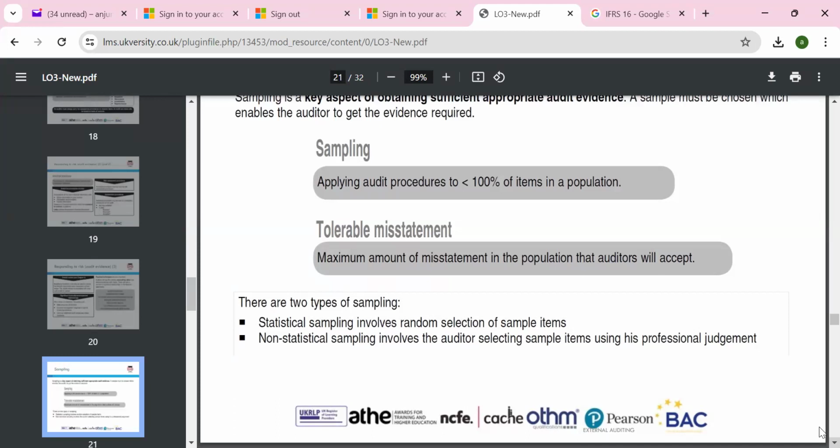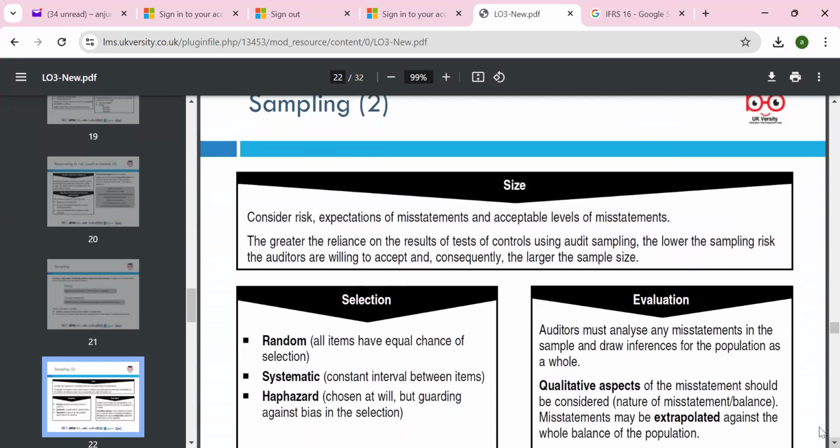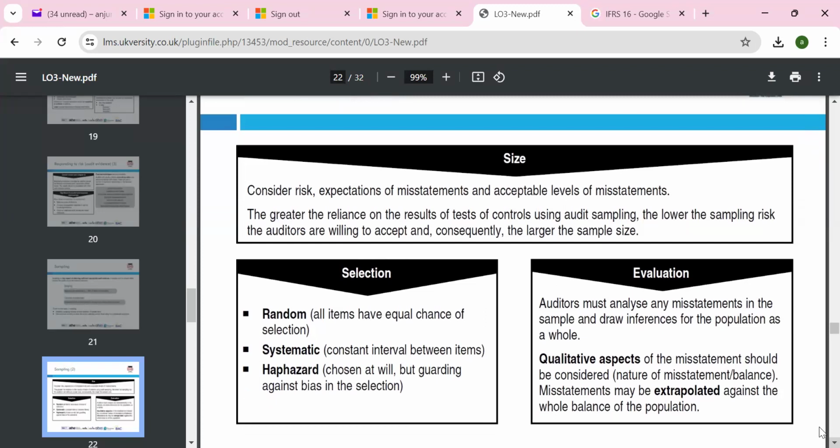Great. So there are two types of sampling. Statistical sampling involves random selection of the sample items, or you can look at convenience sampling, professional judgment, quota sampling of transactions. That can consider the risk, the expectation of misstatement, and the acceptable level of misstatement. The greater the reliance on the results of test of controls using audit sampling, the lower the sampling risk the auditors will be willing to accept, and consequently the larger the sample size. In random selection, the items have an equal chance of selection. Systematic selection is consistent with the interval size which you have chosen, while guarding against bias in the selection, so it needs to be unbiased.